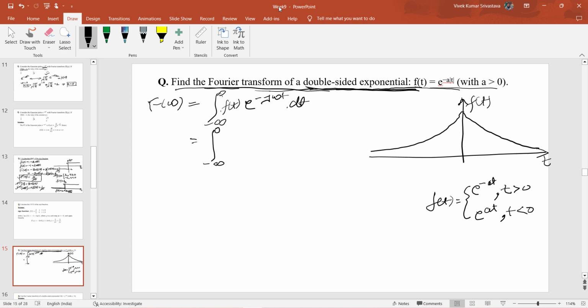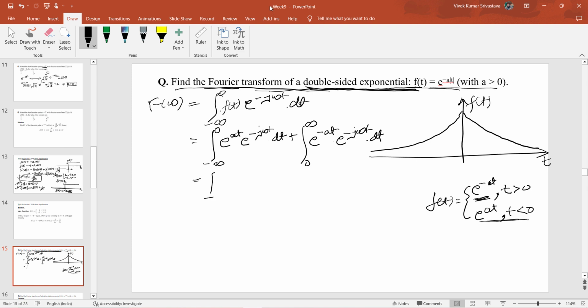the integral from minus infinity to 0. For minus infinity to 0, the value of the function will be e raised to the power at, into e raised to the power minus j omega t dt, plus, for t greater than 0, the value of the expression will be e raised to the power minus at. So for 0 to infinity, the function will be e raised to the power minus at into e raised to the power minus j omega t dt. Now we just have to integrate this equation.